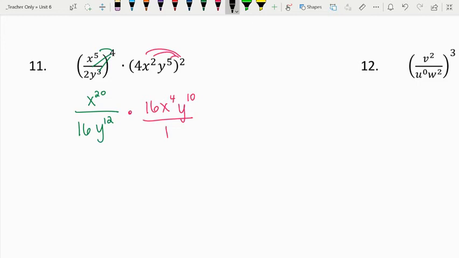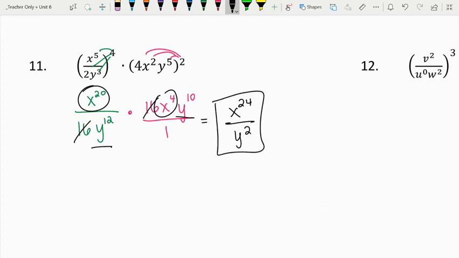And now we can just simplify, right? I have 16 and 16, so they're going to cancel. If we want to combine our x's, we would add those exponents and get 24. When dealing with the y's, we would do 12 minus 10, which gives me 2, and it goes in the denominator because that's where the larger one's at.